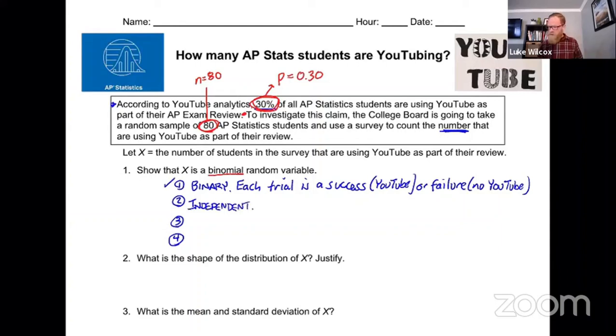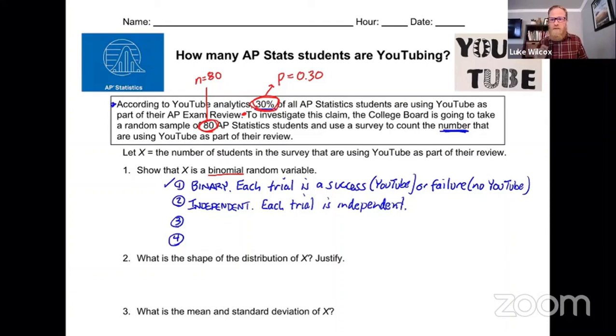Now, what we want to know here is that the result from one student is independent from the result of the next student. So we're going to say here, each trial is independent. Now, there's a couple of things that we need to consider in terms of independence. The first of which is that we do have a random sample here, which is going to ensure that the results of one student are not going to impact what the next student might say, because it's just a random sample of 80 stat students from around the country. So that's good. The random sample ensures our independence.